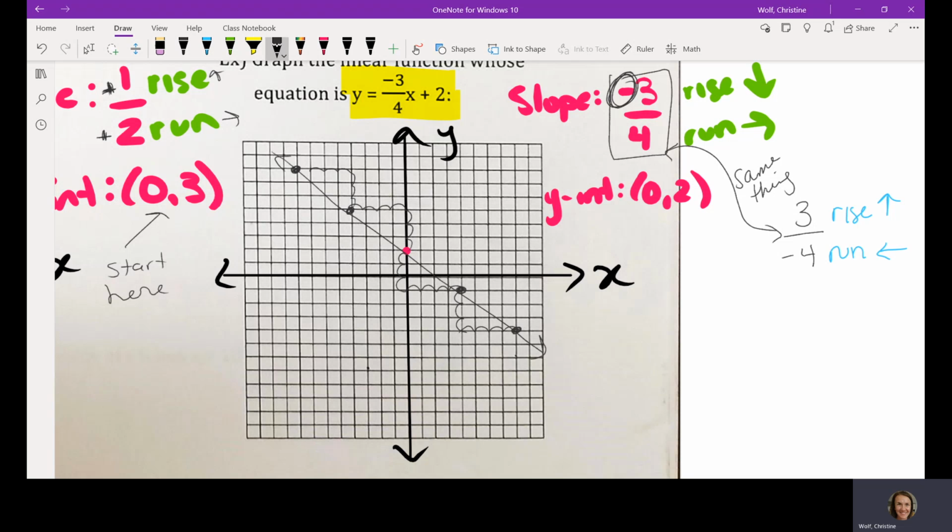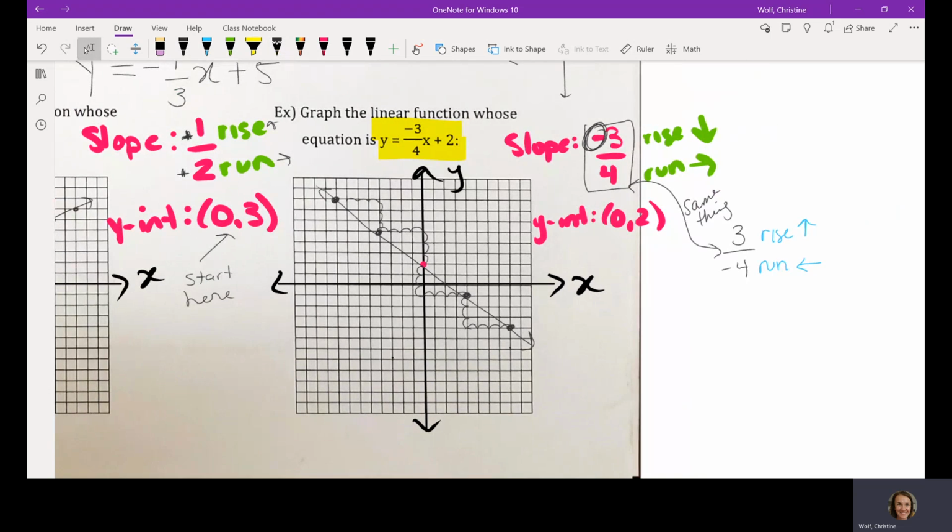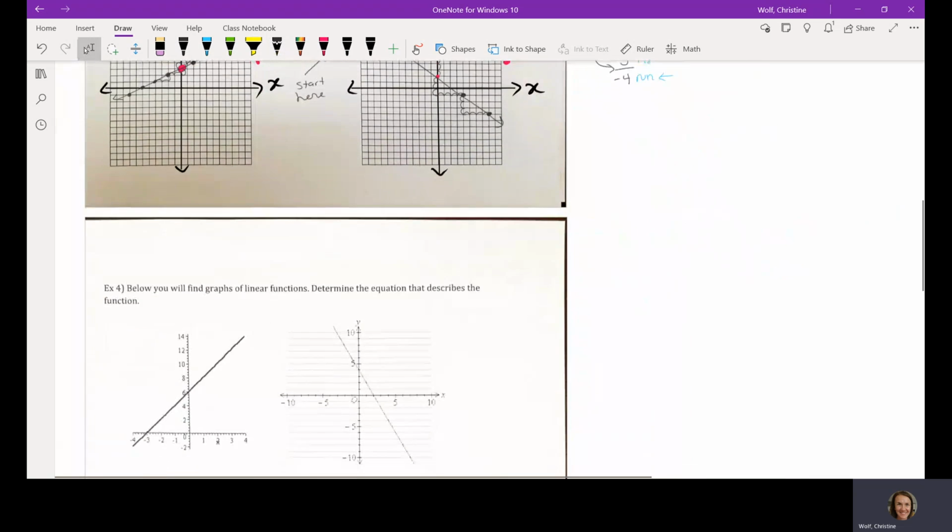Okay, also, just remember you only need to do 3 points minimum. If you want to do more, that's great. I need to see 3 for sure, and always put your arrows on the end to show me you know it goes forever.